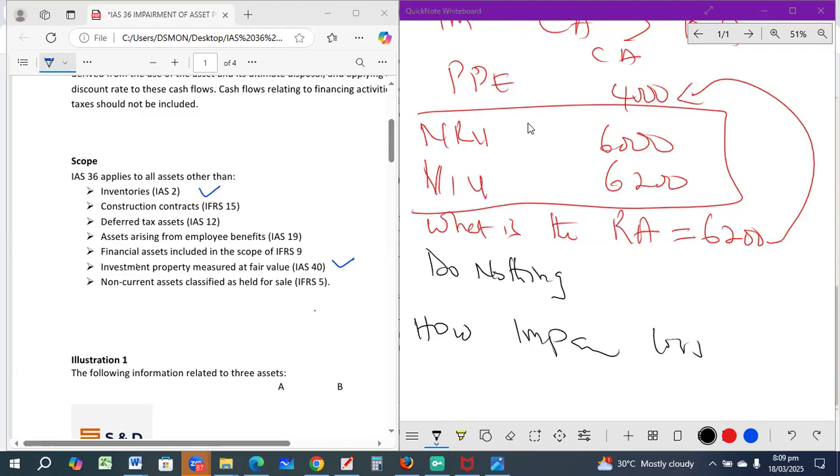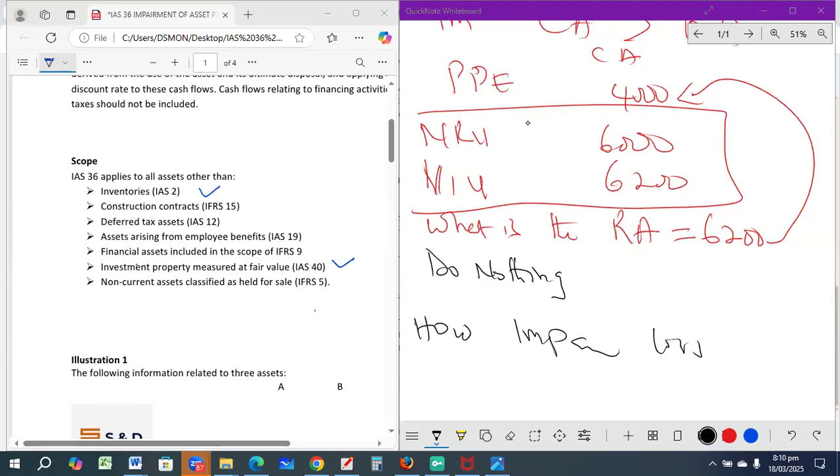We are saying that all assets must be reviewed at the end of each reporting year. The reporting year is the date of the financial statement. Each reporting year we have to review all assets to test whether there is impairment.